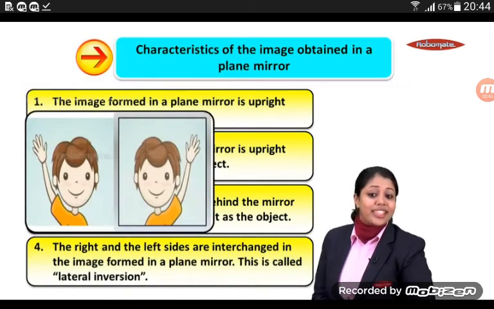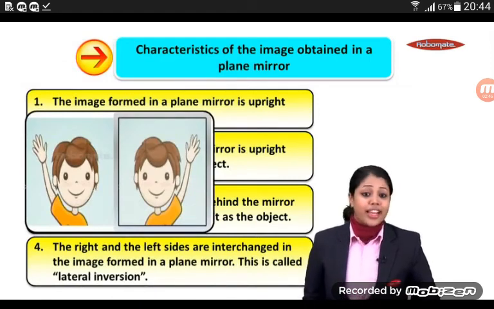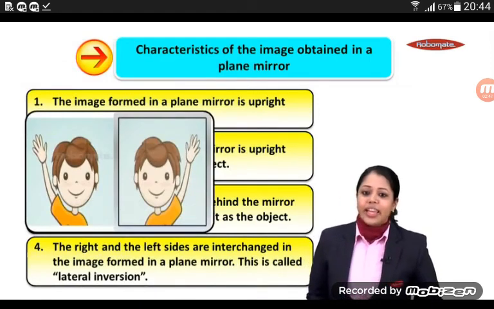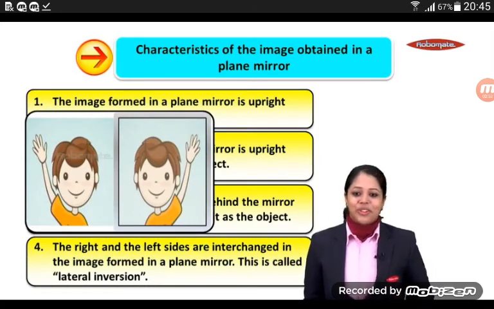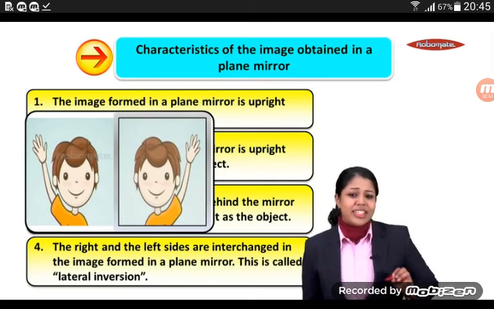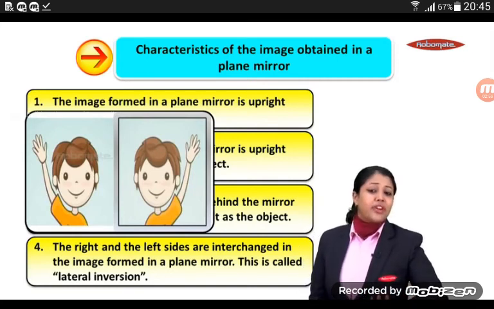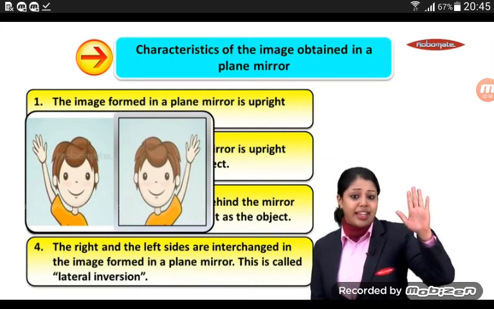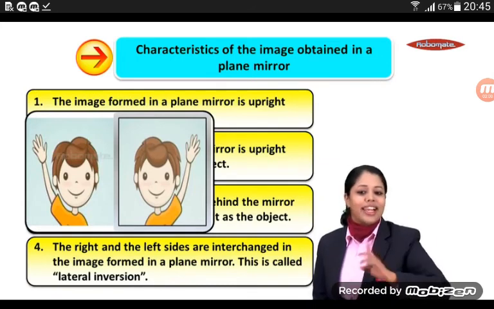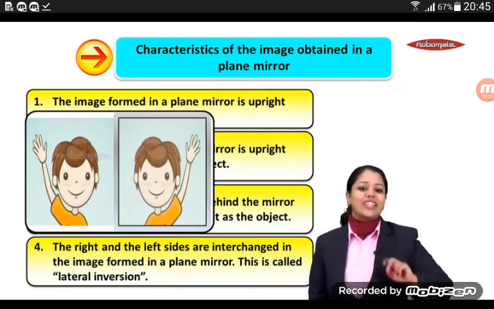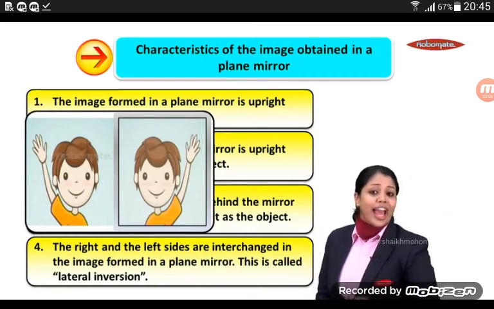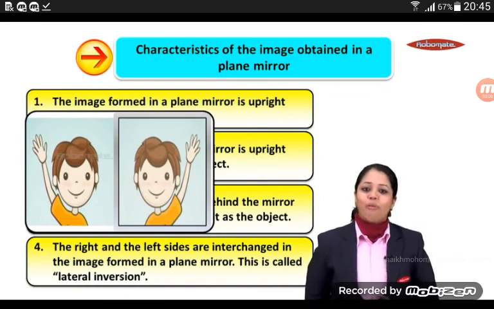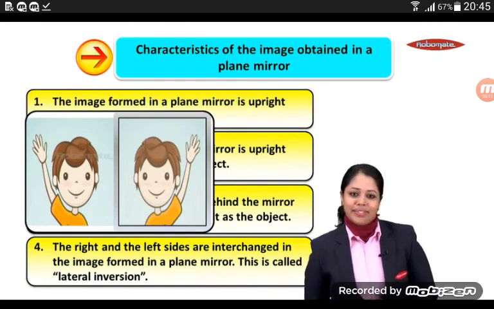The last point, it says the right and the left side are interchanged in the image formed in a plane mirror, and this is called lateral inversion. What is lateral inversion? It's very simple. If in front of the mirror I raise my right hand, then the image will raise its left hand, and that changing is called lateral inversion. So these are the four characteristics of image formed in a plane mirror.